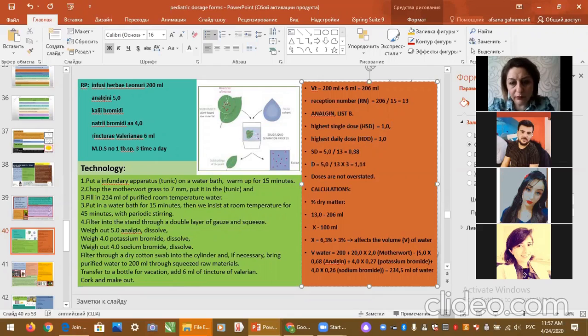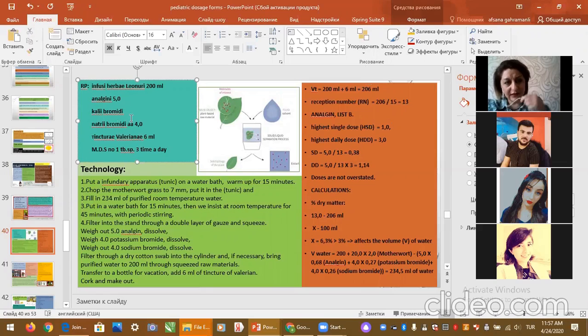Teacher, 5, from where do we take it? 5 what? 5 analgin. 5 gram. It is written in our prescription, analgin 5 gram. Can you see? Please, this is our prescription, and there is analgin 5 gram. Okay. And pharmacopoeia says that the highest single dose of analginum is 1, and the highest daily dose of analginum is 3. For this, we must check its dose for our prescription.